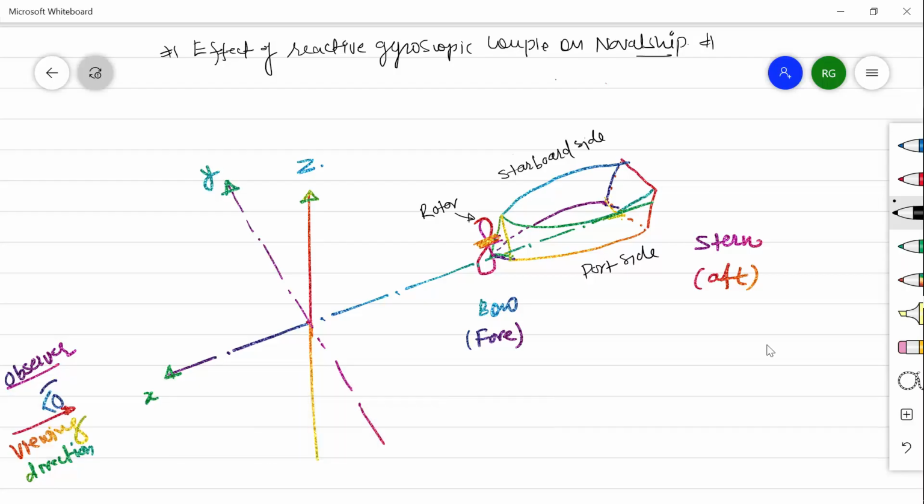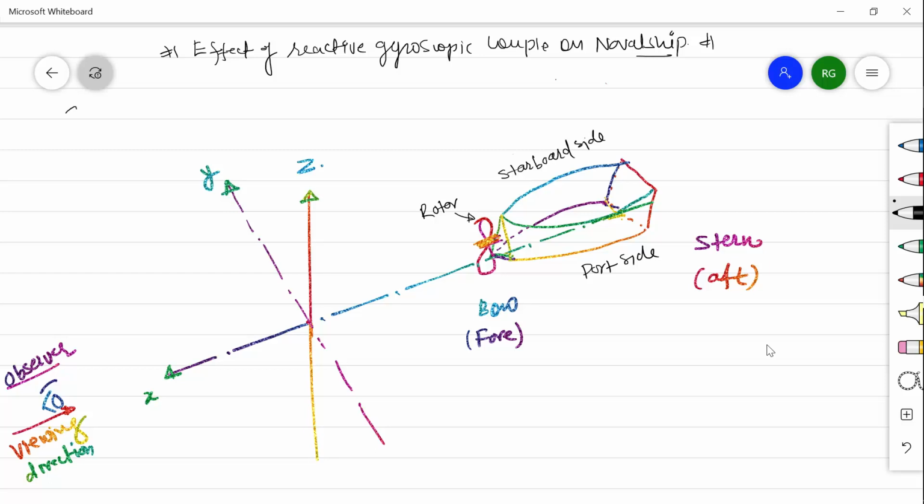Hello everyone, welcome back. In this lecture, we are going to discuss the effect of reactive gyroscopic couple on naval ships. In this case, we are taking the situation when the observer is viewing from the front side, or the bow side, of the ship, and it is found that the rotor is rotating in clockwise direction.